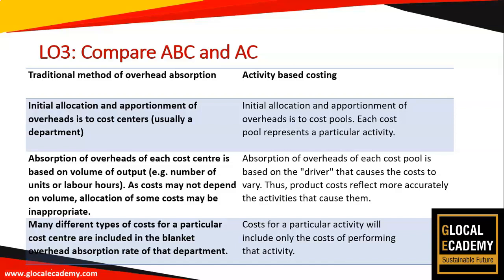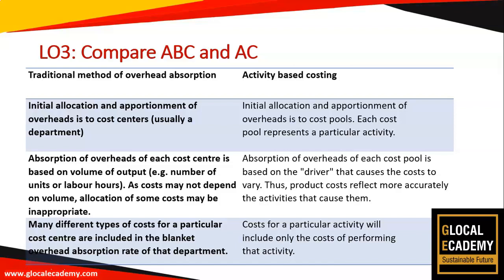I will be discussing this, and you could be required to reflect upon that in a discussion question or in an objective type question. So the first thing is that in absorption costing, the initial allocation and apportionment is to cost center. I told you earlier as well that in absorption costing we allocate overhead cost to the departments rather than activity, whereas in activity-based costing we allocate cost to the activities rather than the cost centers.